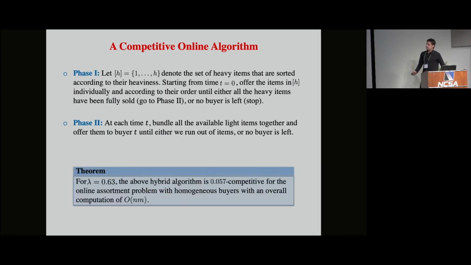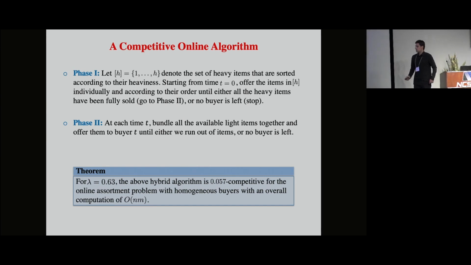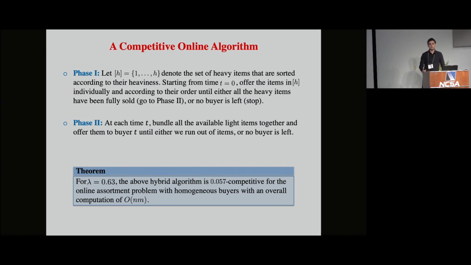If we now optimize through the threshold policy and do the math, one can show that for this parameter lambda equals 0.63, the algorithm achieves the constant competitive ratio. The competitive ratio is very low, but our goal was first to come up with a constant competitive algorithm, and it's a good question how we can push this competitive ratio higher. We did not really optimize over all the parameters. And the running time is polynomial in terms of the number of buyers and the number of sellers.